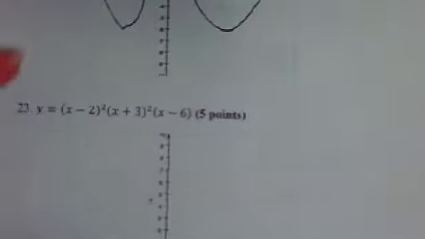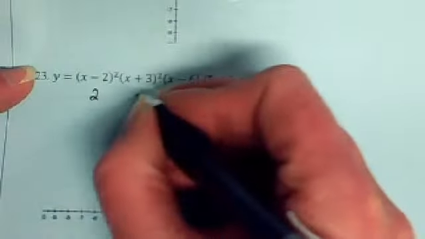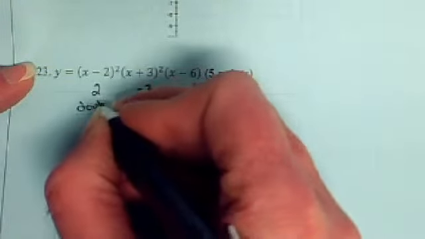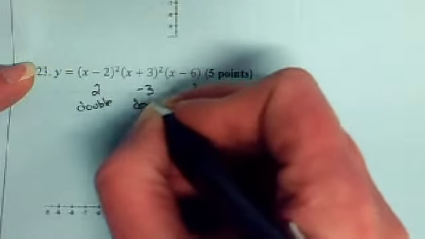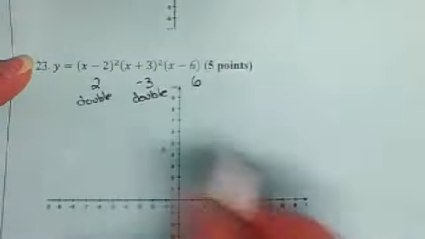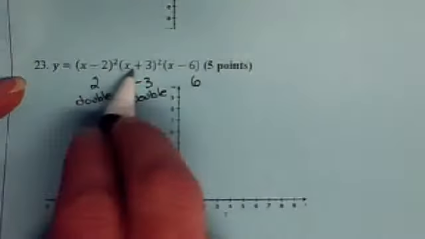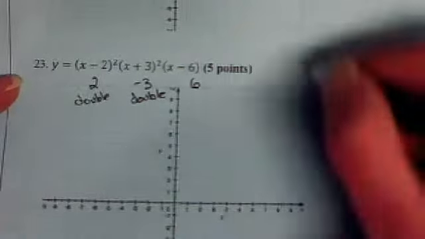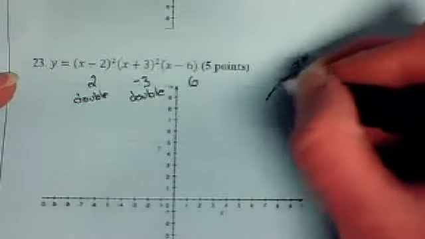The next one, we have roots of 2, negative 3, and 6. The difference is these are what we call doubles. Your graph is going to bounce at those. And this would be x squared, and an x. This is going to be an x to the 5th. So it starts at the bottom and it does something and goes up.